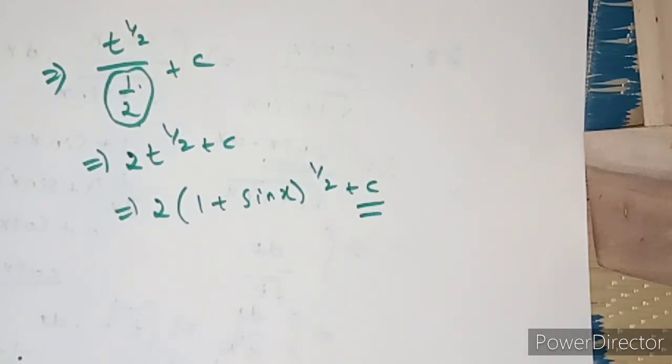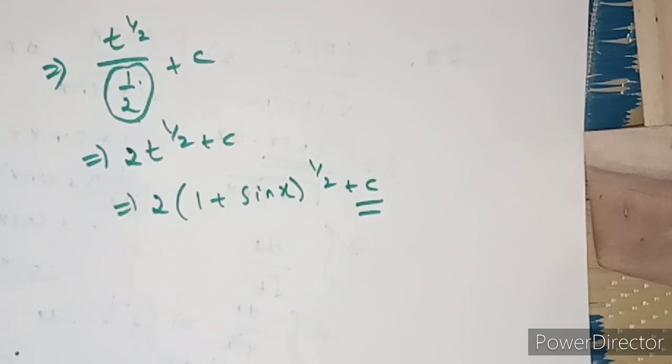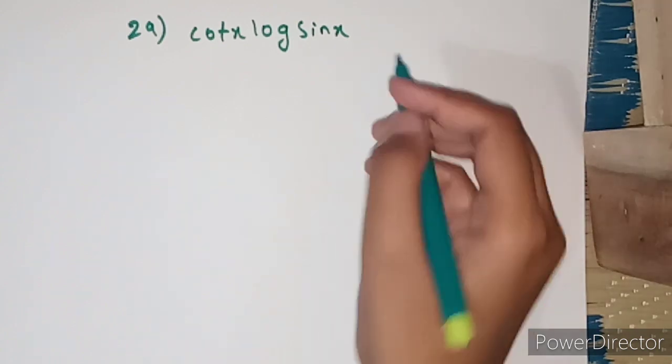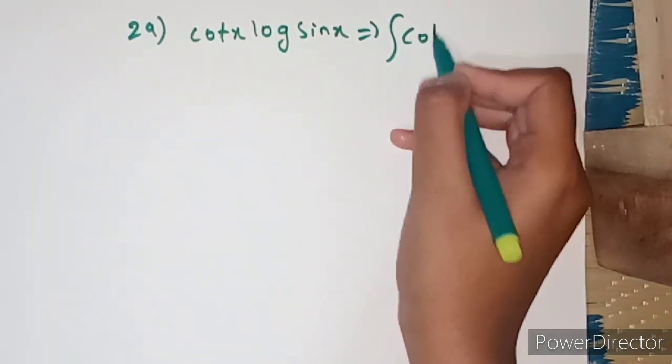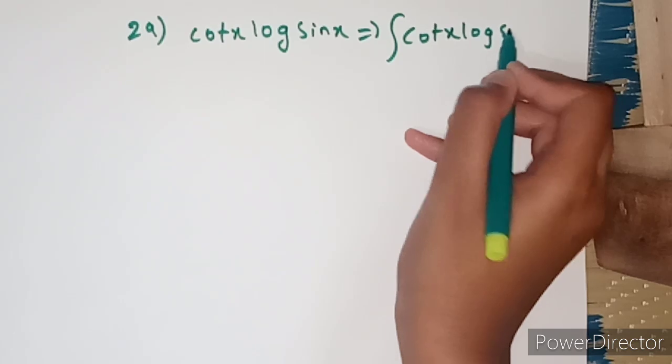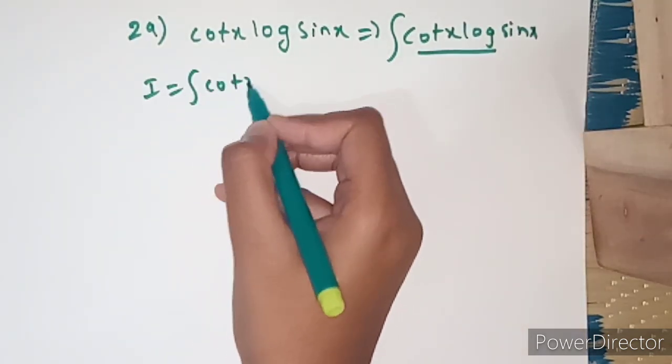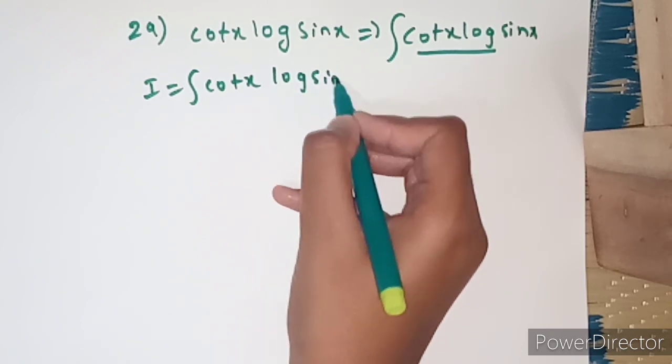Let's move on to the 29th question. Cot x log sin x. First what we have to do? We have to take the integral of cot x log sin x. Okay, let us take this as I. I is equal to the integral of cot x log sin x into dx.